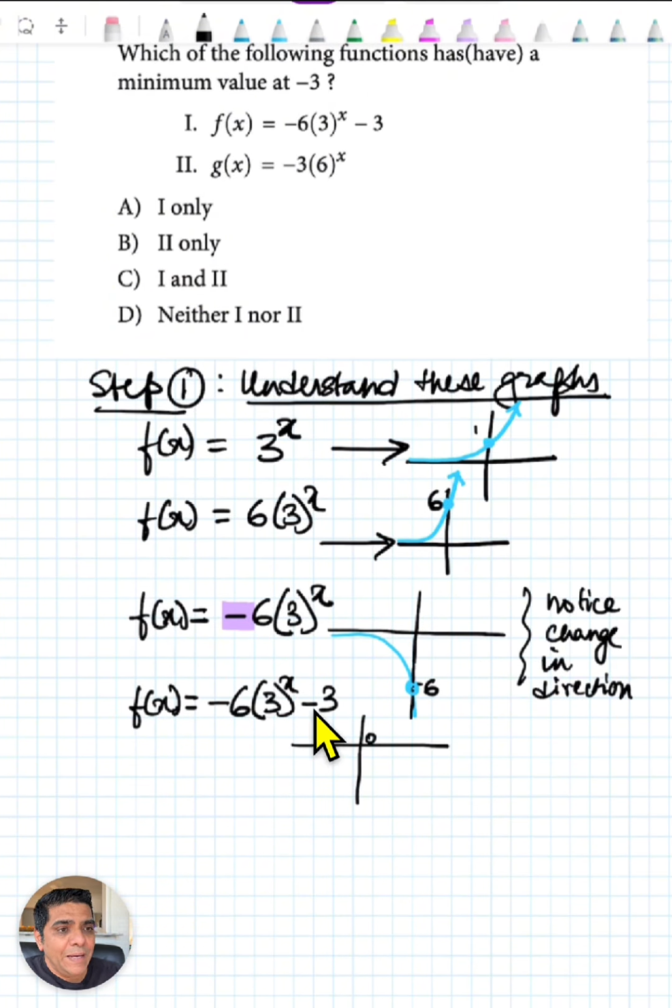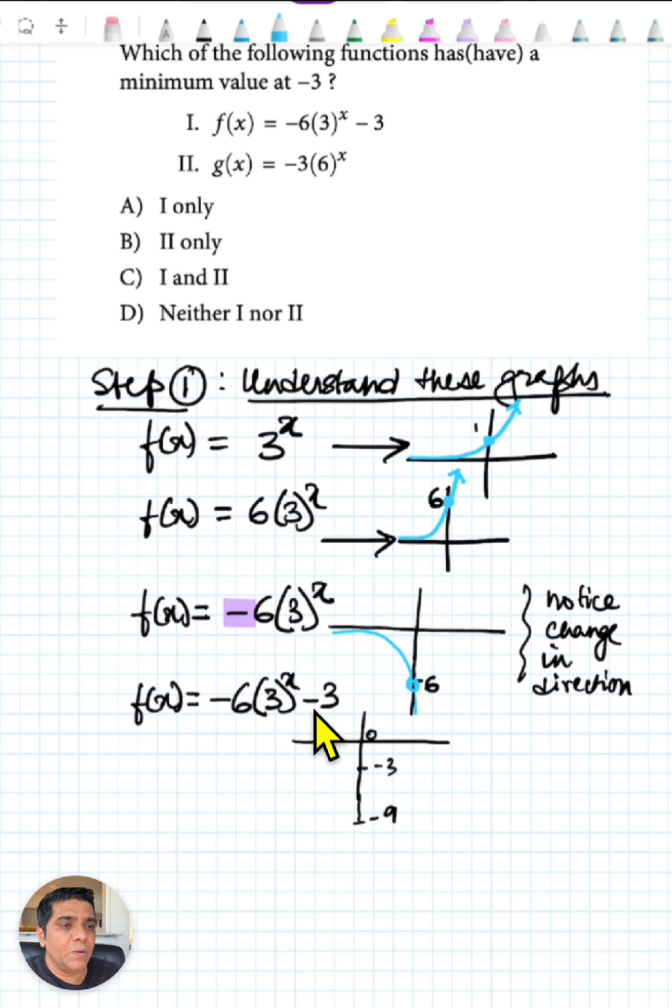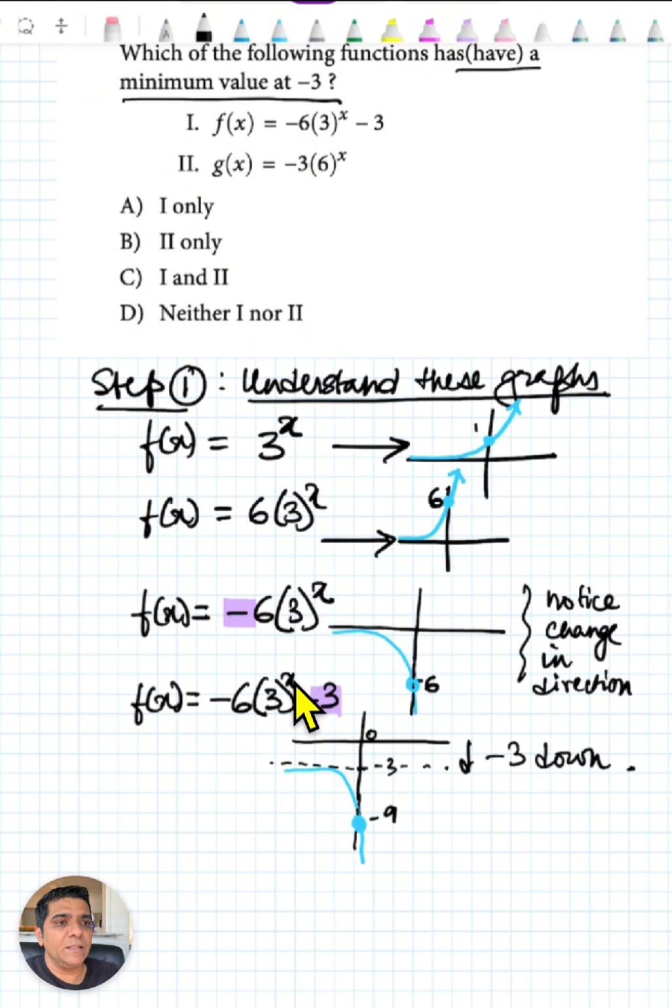Again, when you put -3 outside of the parentheses, beyond the exponential function, what you're going to see is the graph going down 3 units, represented like this, and it's now going to have an intercept at -9, because if you put a 0 here again, it's -6 minus 3.